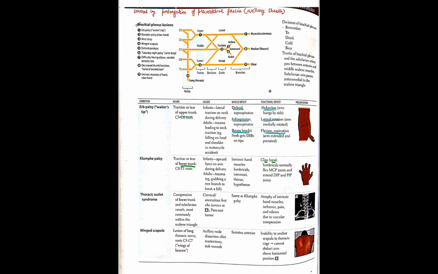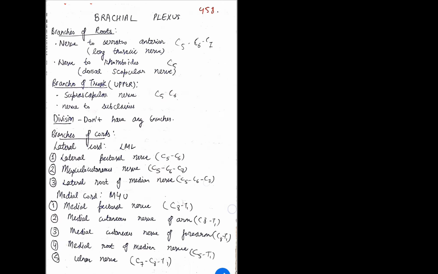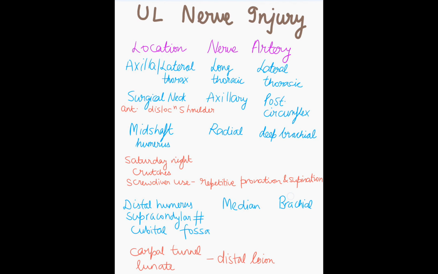Then we have Klumpke's palsy. Klumpke's palsy is due to the lower trunk, and the lower trunk will cause the claw hand, due to the ulnar nerve. So these two we remember importantly. Then winged scapula, serratus anterior, and thoracic outlet syndrome are the same as Klumpke's palsy. Then next we see the upper limb nerve injuries.